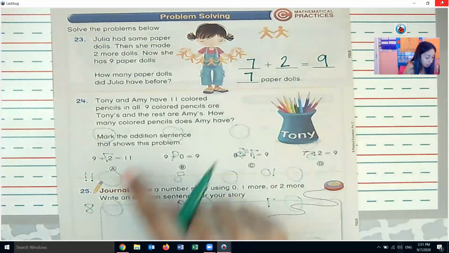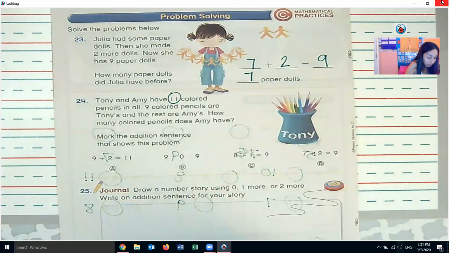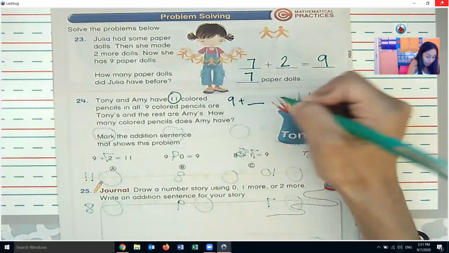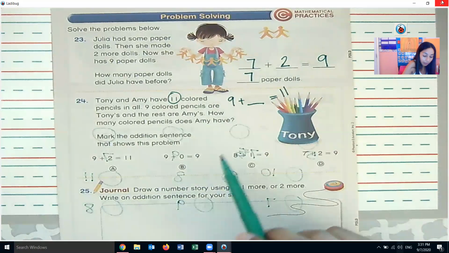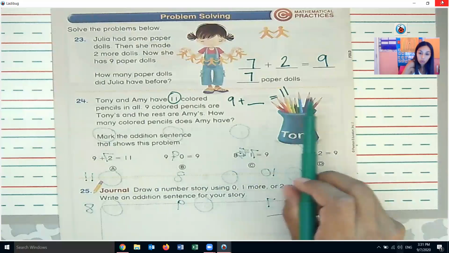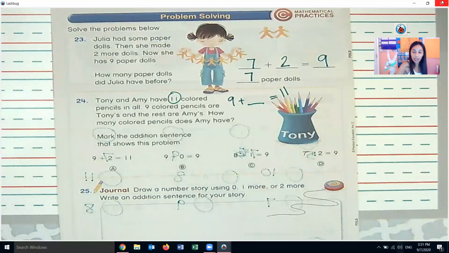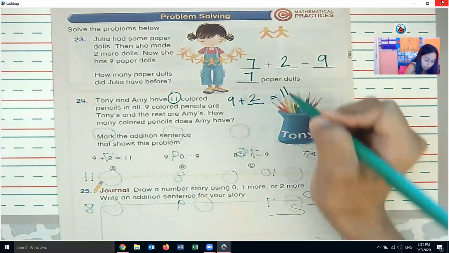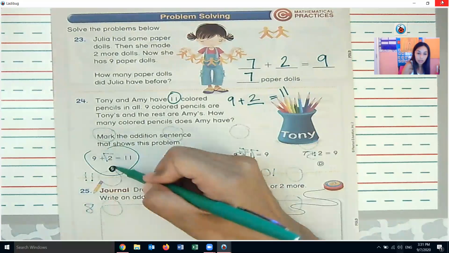Number 24, Tony and Amy had 11 colored pencils in all. 9 are Tony's, the rest are Amy's. How many does Amy have? So it's going to be 9 plus something gives us 11 is their total. So 9 plus 9, maybe I can count on 10, 11. So I just needed to add 2 more to get 11, which I see matches letter A. 9 plus 2 is 11.